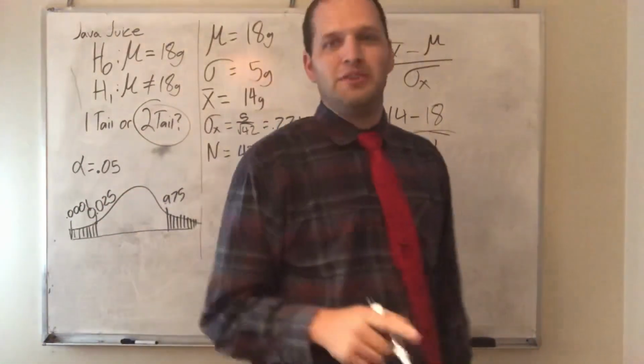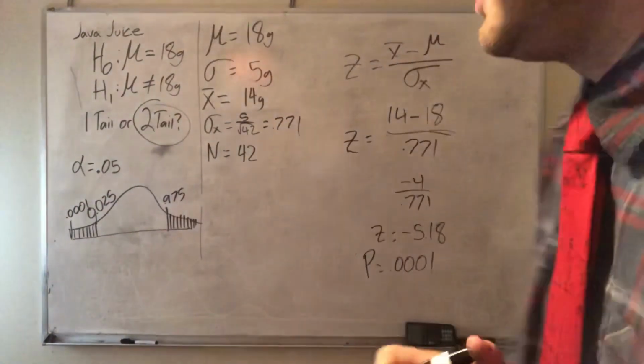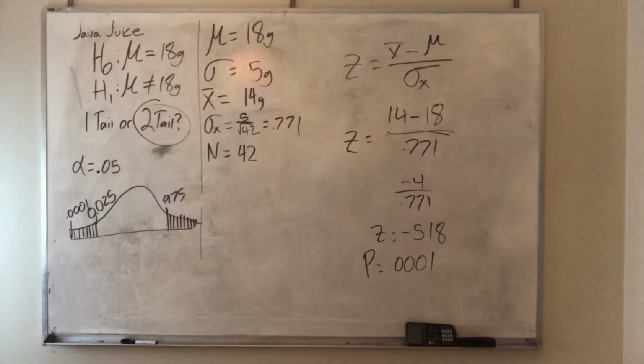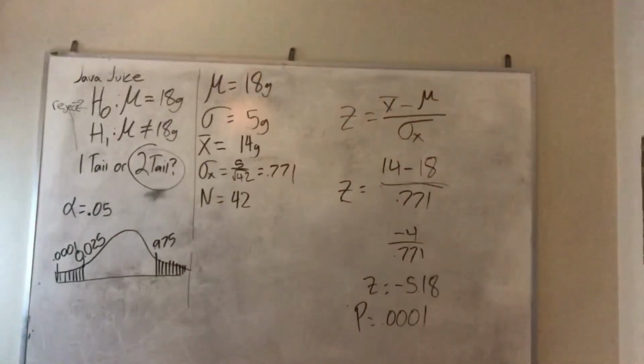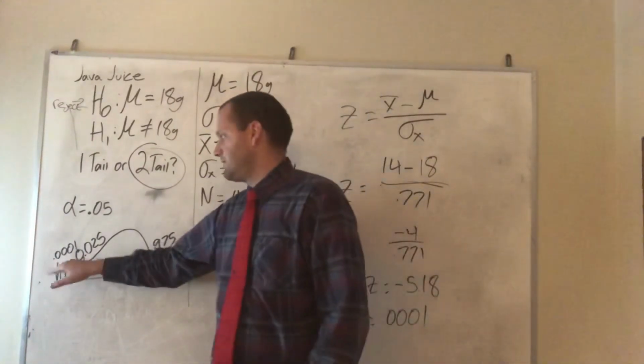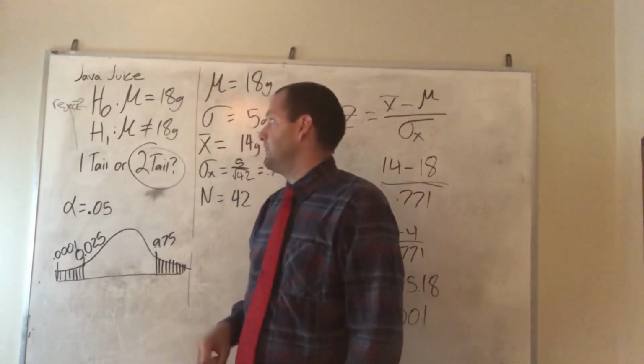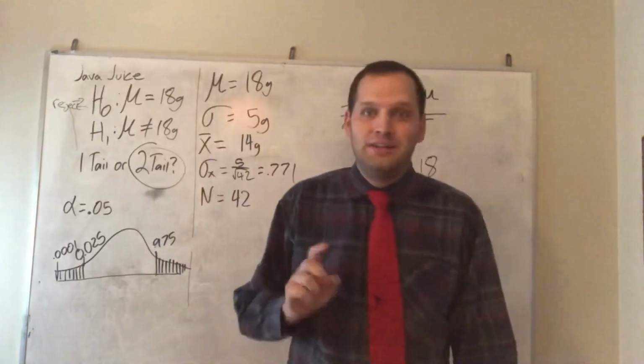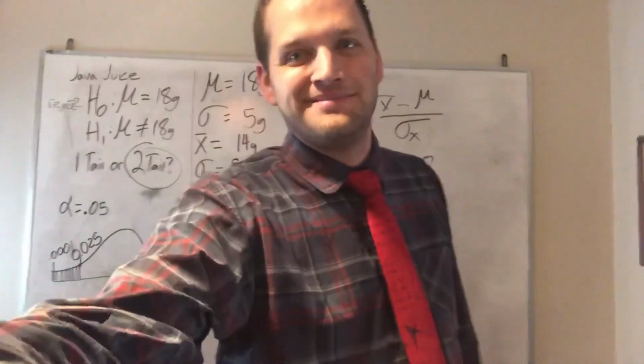Do I have enough information to file a lawsuit? I do. Based off the evidence that we've collected, showing that our p-value is less than the alpha, we can reject the null hypothesis. Ta-da!